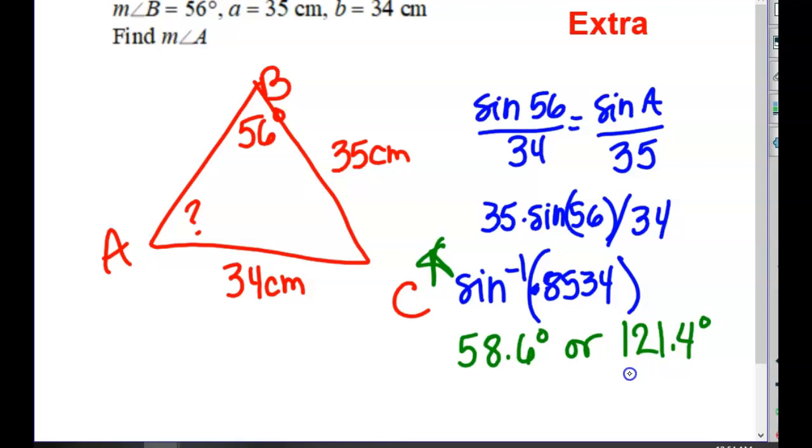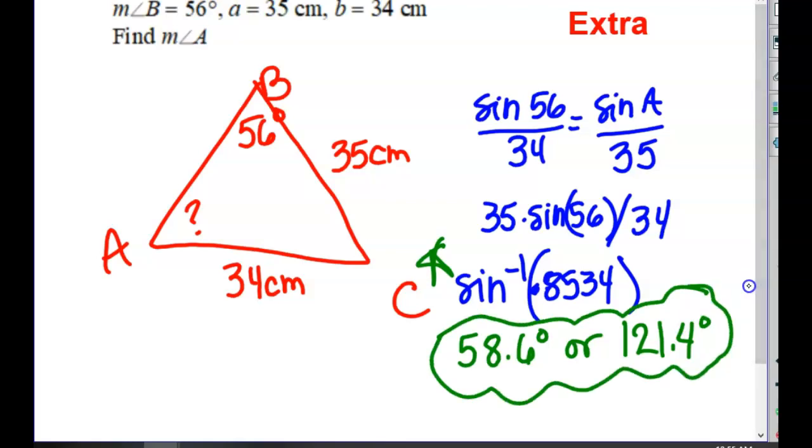Now, a lot of times you can eliminate that. Like, can I have a 56 and a 121.4? That'd be 177, but it leaves room for a tiny little third angle, so it is possible. Okay? So you have to give me both of these.